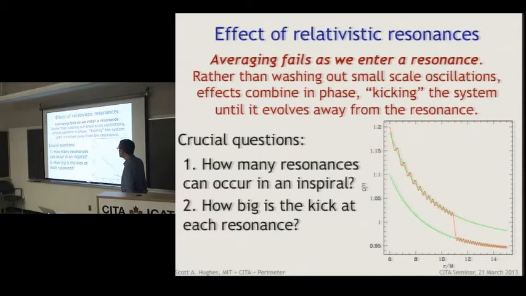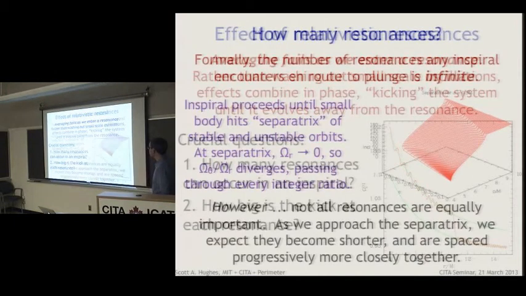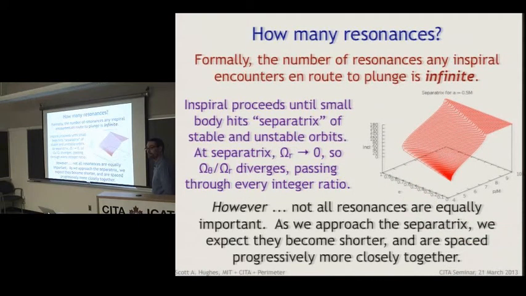Okay, so crucial questions. Here's Max's question. How many resonances can actually occur? Max correctly pointed out that this is a set of measure zero of the orbits. Do we actually get them? And if we do, how big of a kick do you get at each one? Also, do these measure zero sets work as attractors or not? Right, that's exactly what I'm answering right now.